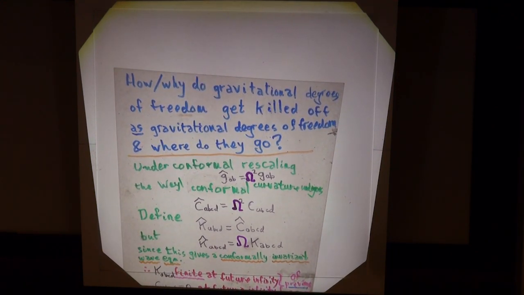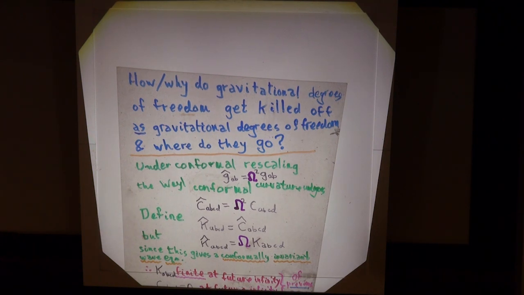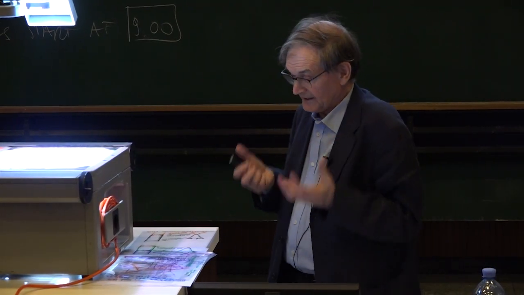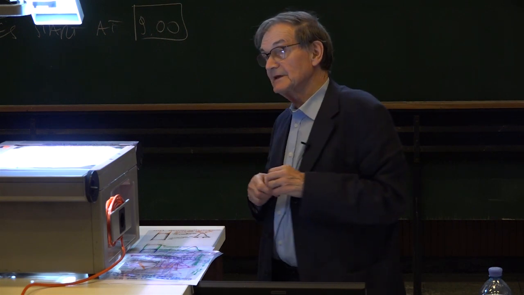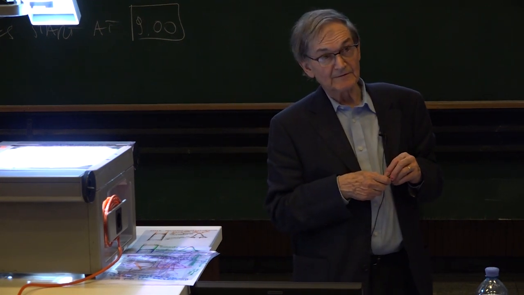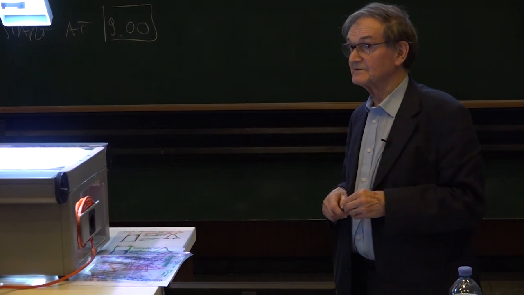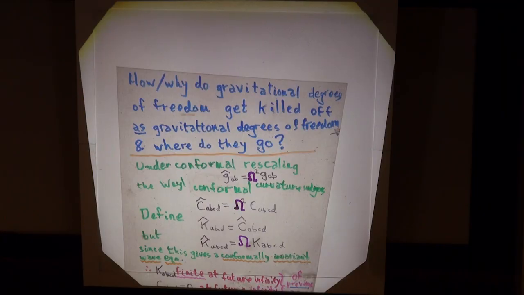We have the conformal curvature, the Weyl curvature, which I use the letter C for, the conformal curvature, and that is clearly a conformally invariant entity. It's a conformal thing. And that can be used to measure the gravitational degrees of freedom. That's how I like to look at it. The conformal curvature describes the gravitational degrees of freedom.